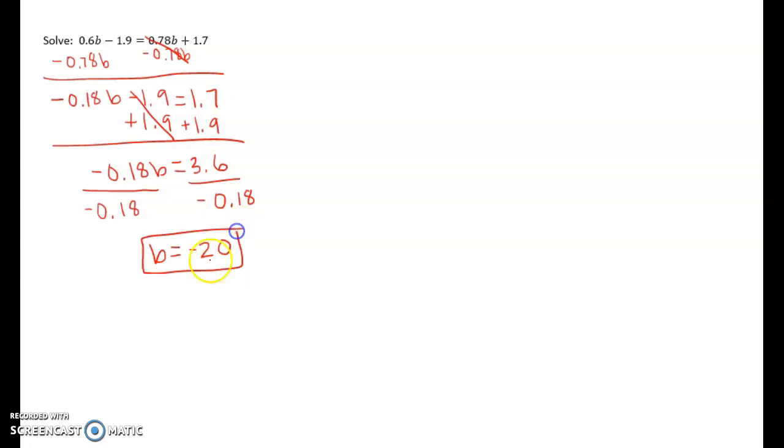So again, you would get the exact same answer if you multiplied first by 10 throughout, or 100 throughout, to get rid of the decimals. But in this case, I prefer to just go for it. So either way works, and you will get the same answer if you do it correctly.